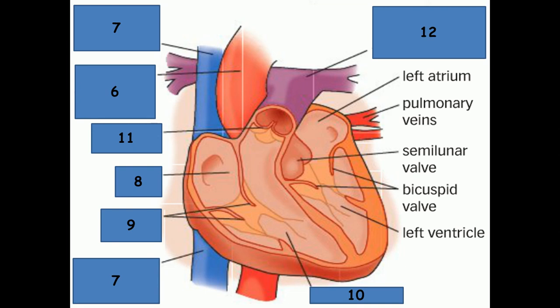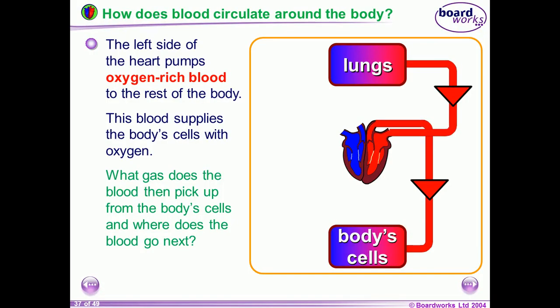So away from the heart, those blood vessels are called arteries. And this artery has got its own specific name. It's known as the aorta. So it's taking blood away from the heart and to the body cells. And then the artery takes the oxygenated blood to the body cells.